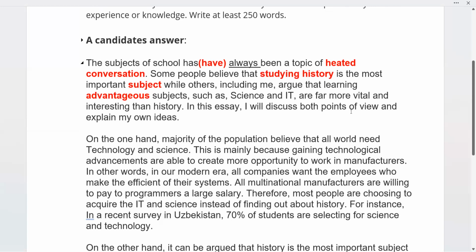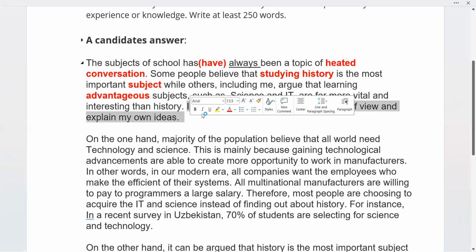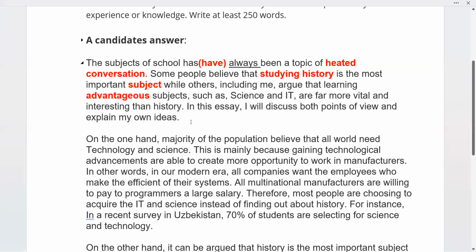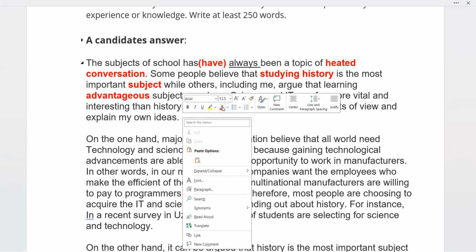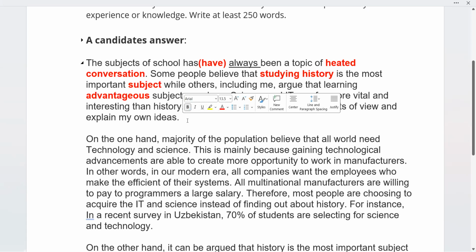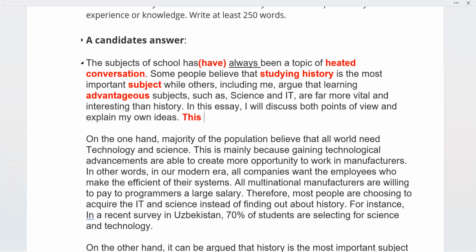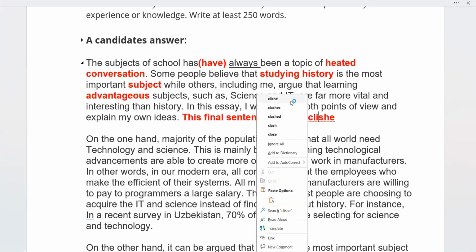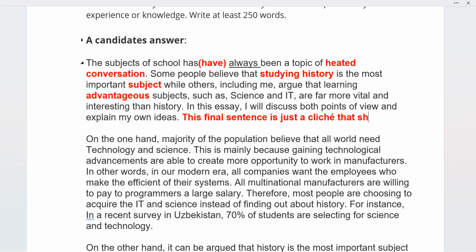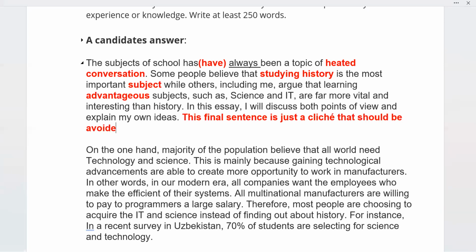In this essay, I will discuss both points of view and explain my own ideas. Well, this is where it gets interesting, because this final sentence in and of itself is just a cliche. So let me comment on this. So this final sentence is just a cliche that should be avoided. That should be avoided while writing.